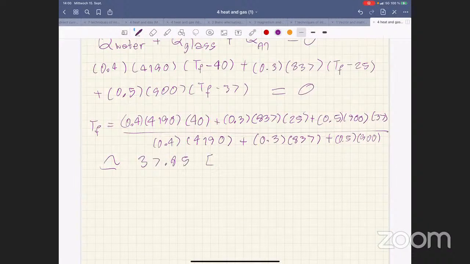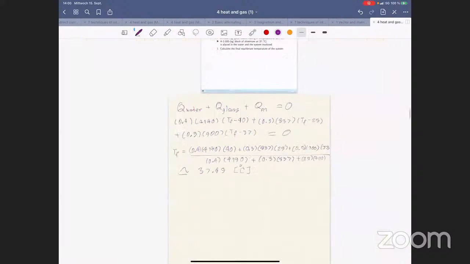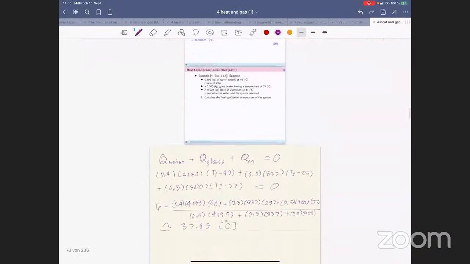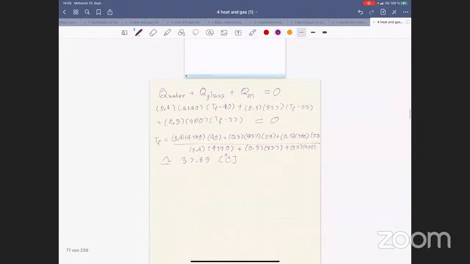37.85 degrees Celsius. Okay, we have completed all the problems related to the specific heat capacity.